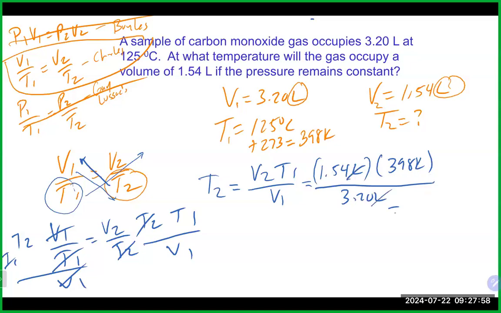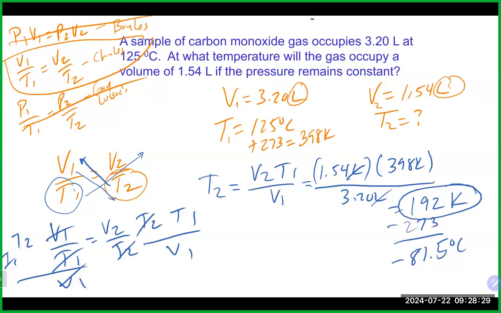Liters will cancel. Going to leave us Kelvin in this case, so 1.54 times 398. Try that again. 1.54 times 398 divided by 3.2. And we'll call it 192 Kelvin in this case. And in this particular case here, if you wanted it in Celsius, we could subtract 273, and we're actually looking at a negative 81.5 degrees Celsius.